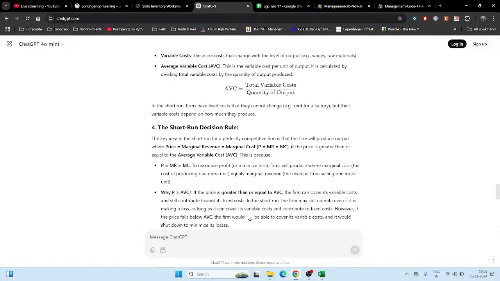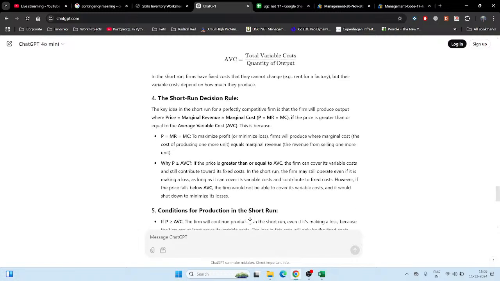Firms will produce where marginal cost equals marginal revenue to maximize profit. If the price is greater than or equal to the average variable cost, the firm can cover its variable cost and still contribute towards its fixed cost. In the short run, the firm may still operate even if it is making a loss, as long as it can cover its variable cost and contribute to fixed cost.